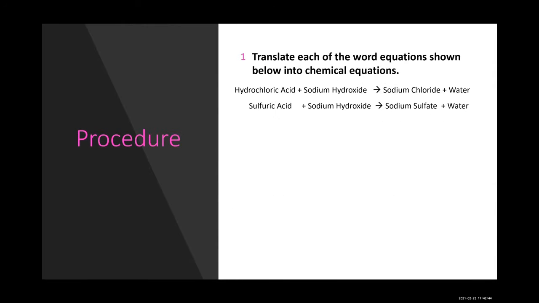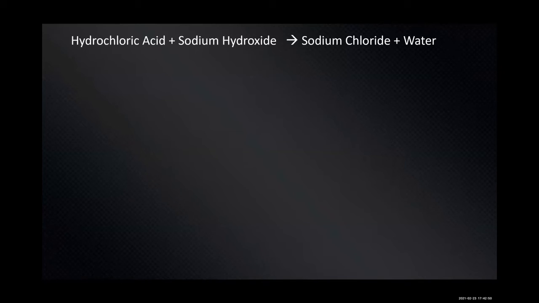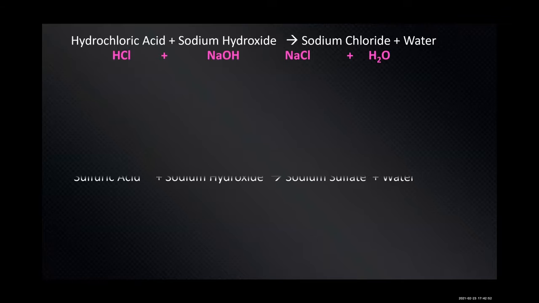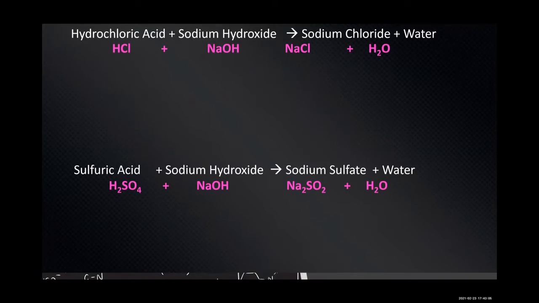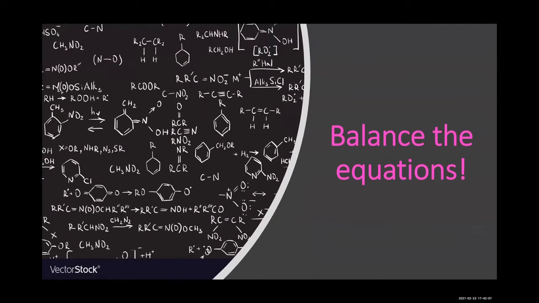Translate each of the word equations shown below into chemical equations. This is step 1 of our procedure. Hydrochloric acid plus sodium hydroxide yields sodium chloride and water, and sulfuric acid plus sodium hydroxide yields sodium sulfate and water. We're going to balance these equations.